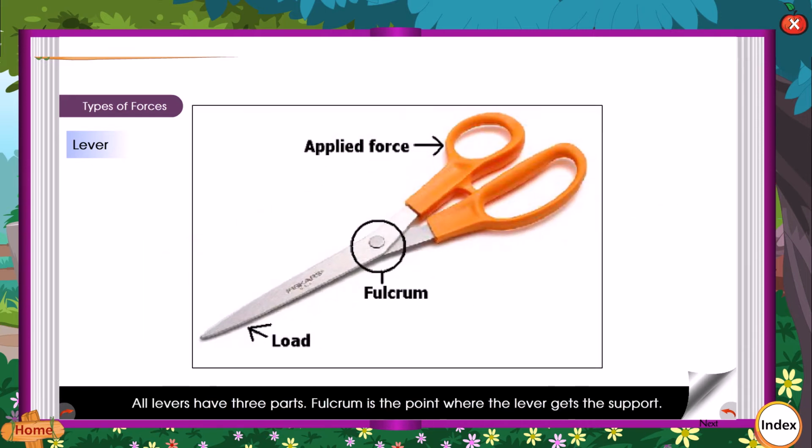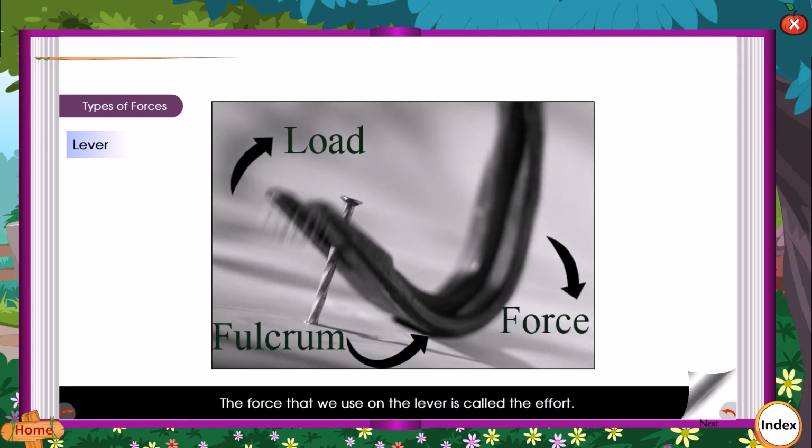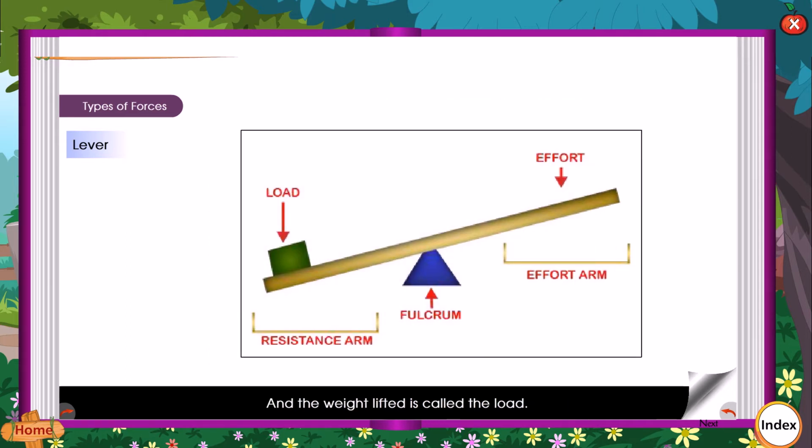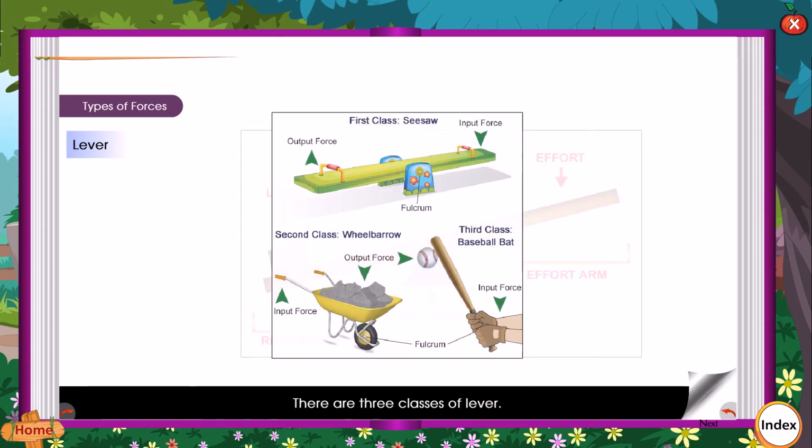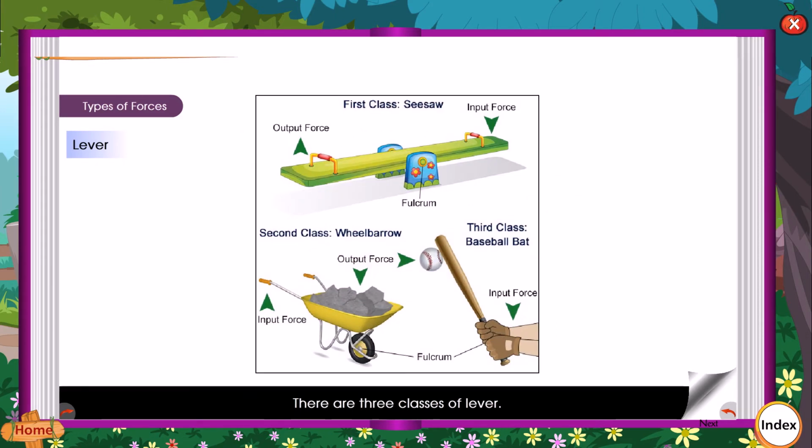All levers have three parts. Fulcrum is the point where the lever gets the support. The force that we use on the lever is called the effort, and the weight lifted is called the load. There are three classes of lever.